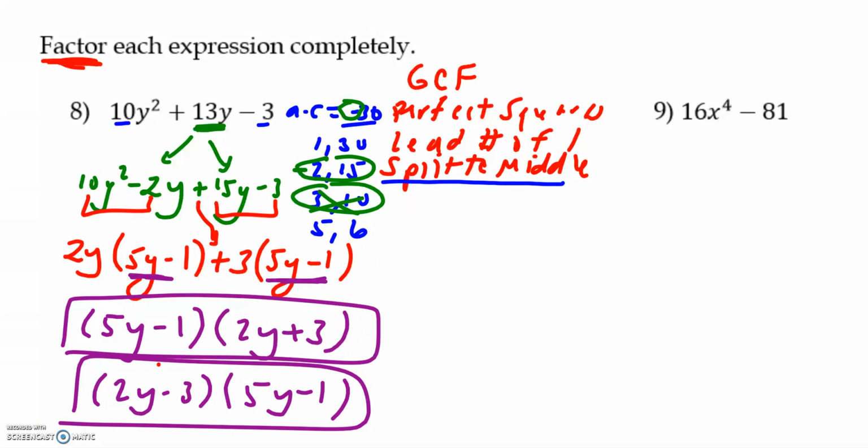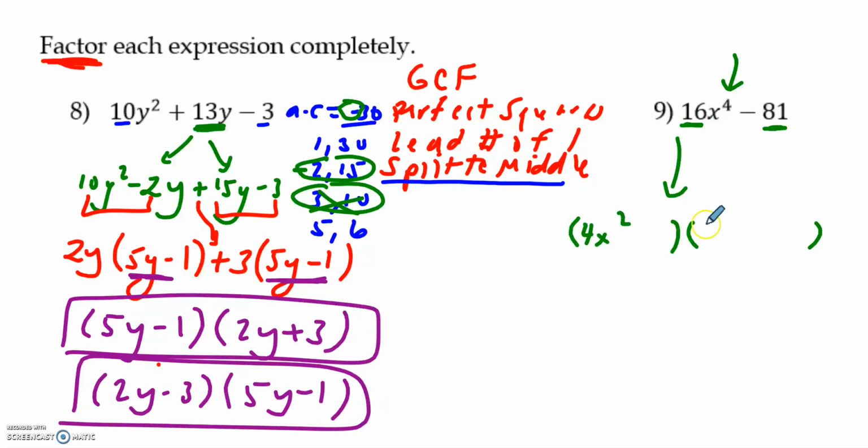If I look at number 9, let's first look to see if there's a greatest common factor. No, I can't take anything out of both 16 and 81. Do I have perfect squares? Well, if I look at 16 and 81, yes, they are both perfect squares. And I notice that I have an x to the fourth, or a quartic equation. So let me bring down this work here so there's enough room. Let's see what we can do if we have perfect squares.